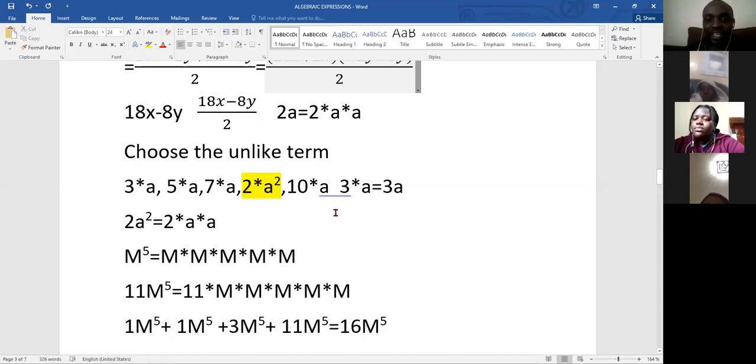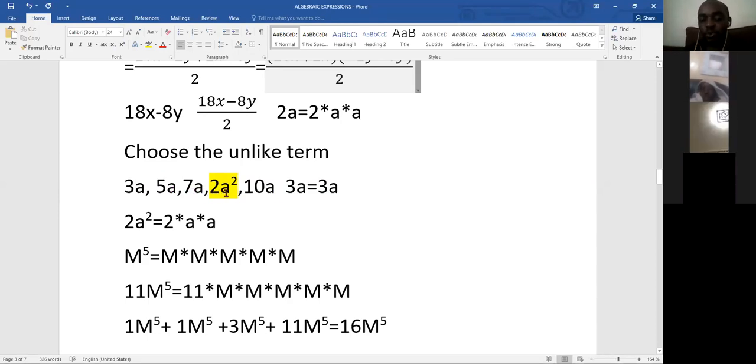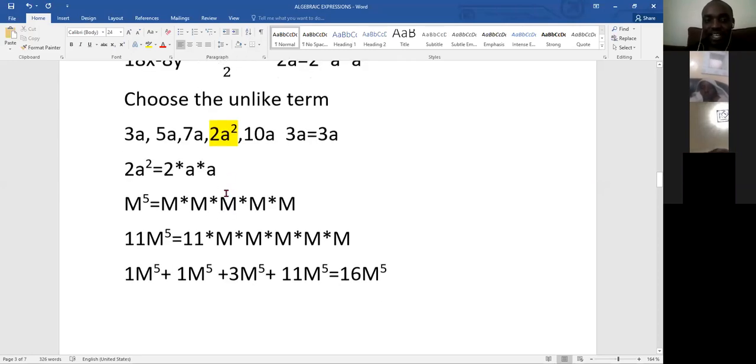And that's why I'm highlighting it in yellow. Why? It is multiplied by a squared. A is multiplied by itself 2 times. But in the other cases, you can see there is only 1a. So 3 is multiplied by 1a, 5 is multiplied by 1a, 7 by 1a. But 2 is multiplied by 2 a's, which makes this one the unlike term.